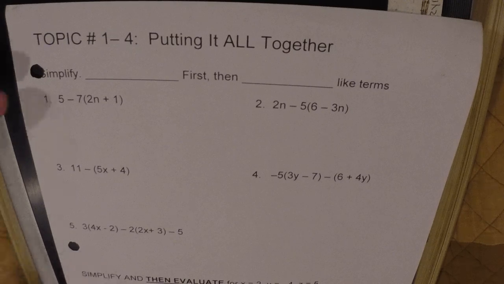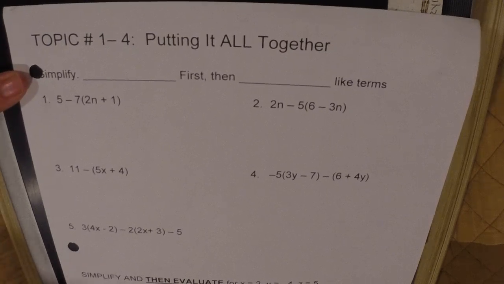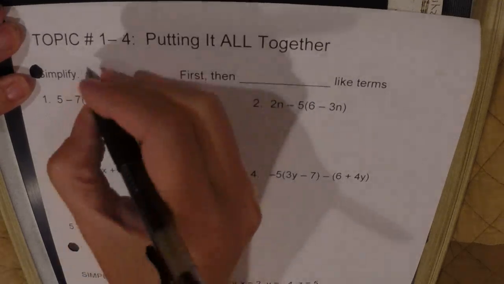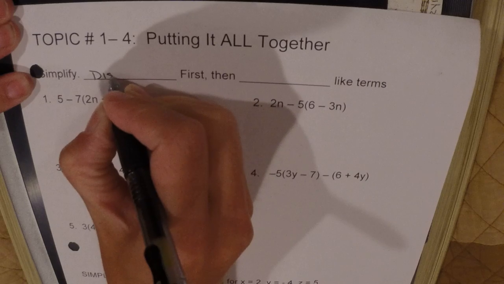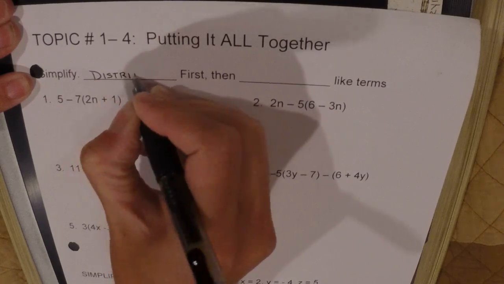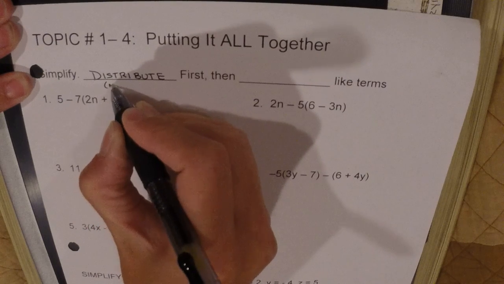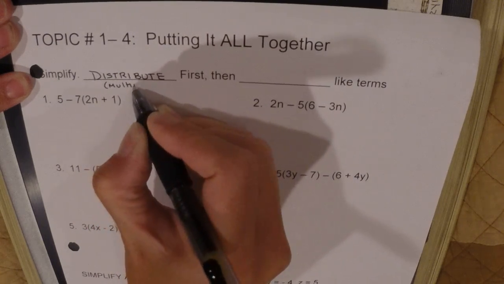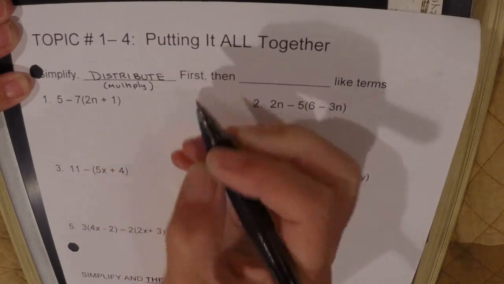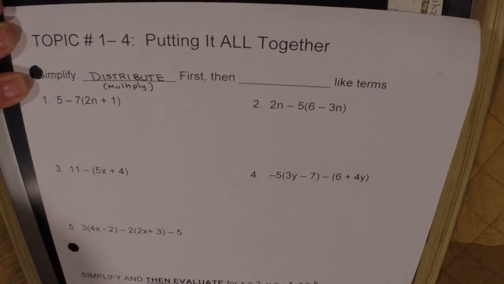So we're still going to simplify first. Remember, that does mean to distribute, okay? First. So we're still distributing. Again, remember, this is just a fancy word for multiply, right? So if we need to, we can put that underneath here. That means multiply. And we do this to get rid of parentheses.